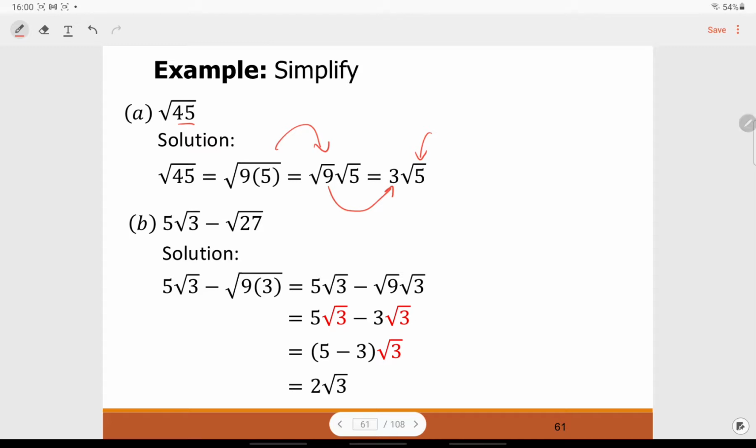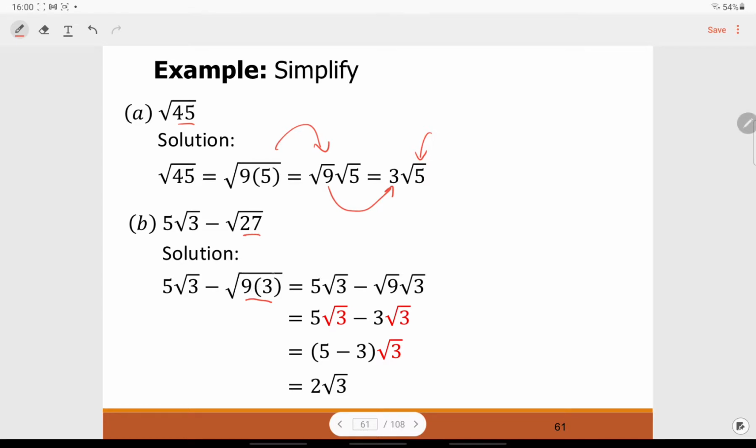Surd 5 cannot be factorized anymore. So same goes with the second one. Okay, in the second one we have 5 surd 3 minus surd 27, where surd 27 can be factorized into the simplest form, 9 times 3.